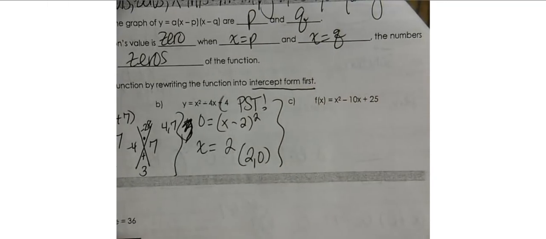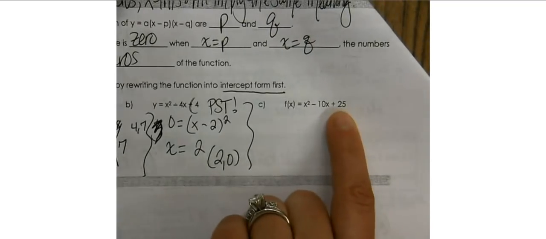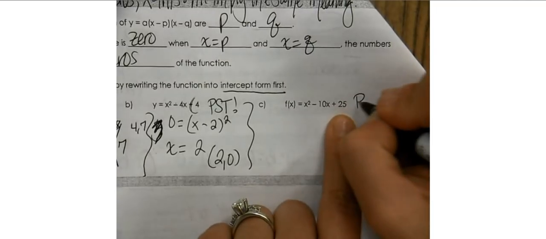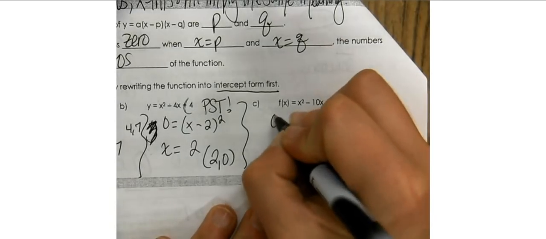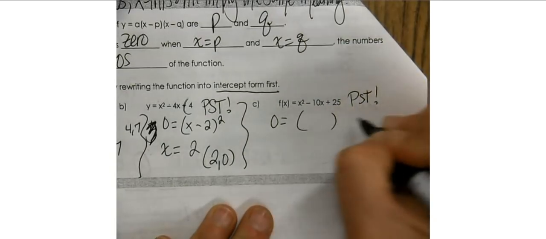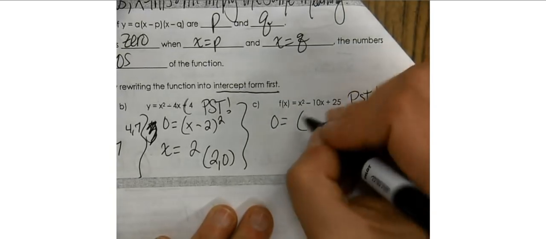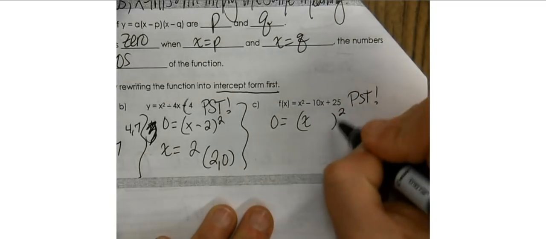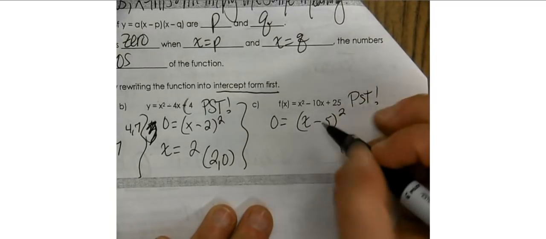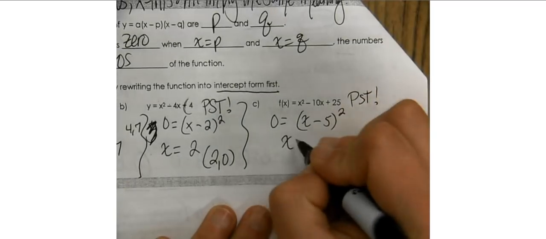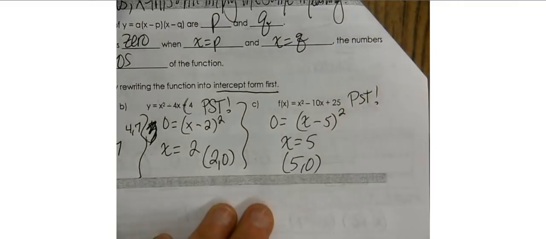On letter C, once again, our first term is a perfect square number, our last term is a perfect square number, and this is a PST, perfect square trinomial. So I'm going to replace f of x with the number 0, and I'm going to write a parenthesis squared, and inside of the parenthesis squared, I'm going to write the square root of x squared, which is x, the square root of 25, which is 5, and the sign of the middle term, which is a minus. Once again, since this is only one parenthesis, we only have one 0, and that's going to be 5. So our x-intercept would be located at (5, 0).